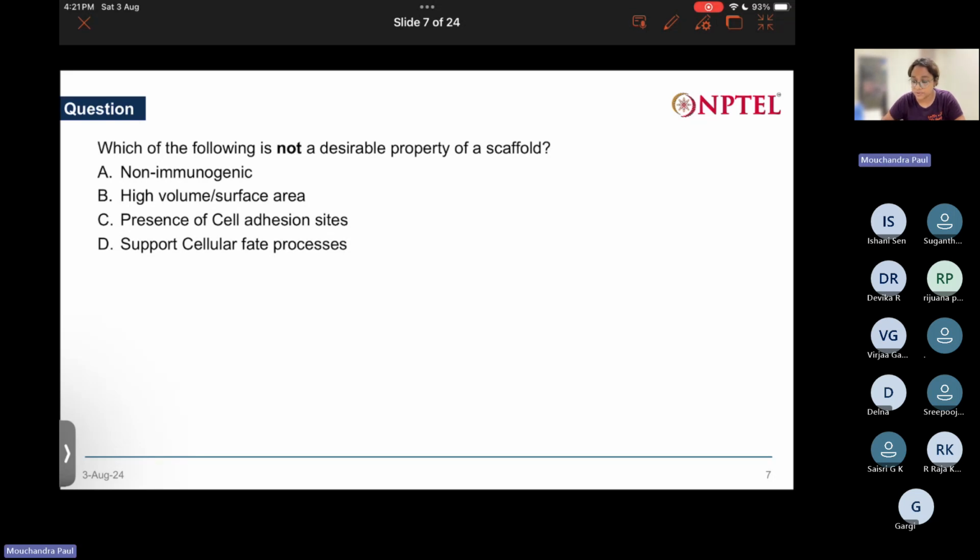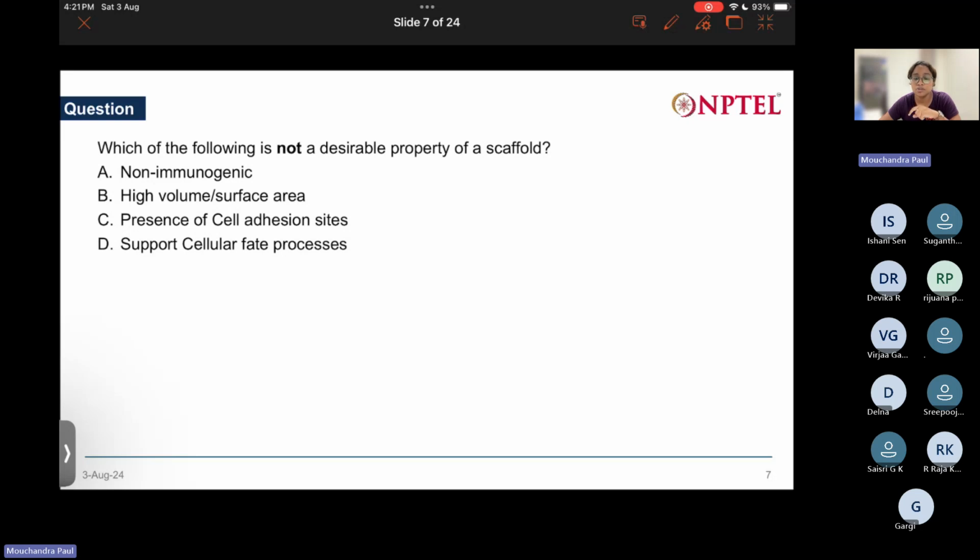Which of the following is not a desirable property of a scaffold? When we're talking about properties of a scaffold for this question, think about the general properties that a scaffold should possess irrespective of the tissue type. We are not talking about tissue-specific properties, but the properties a scaffold should generally have, no matter what tissue engineering application you are using. Here are the options.